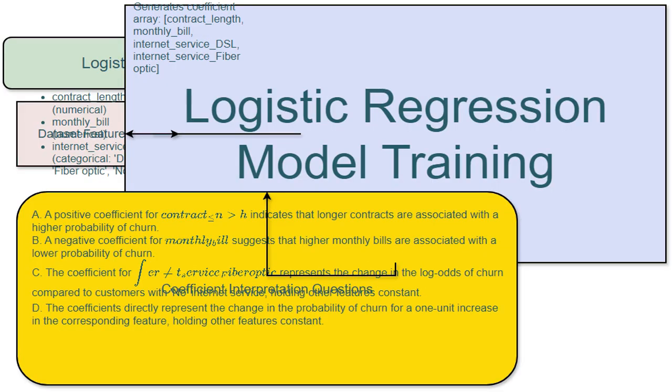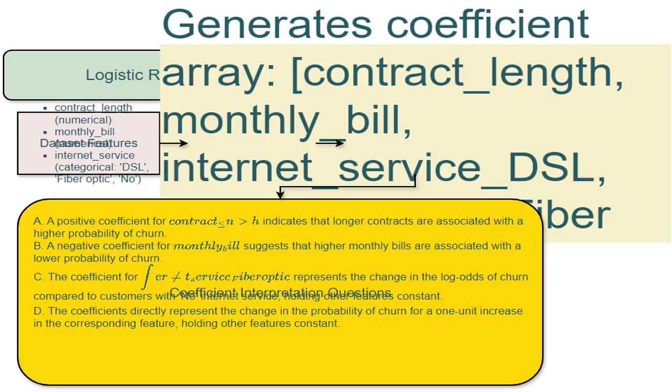Here, I'll train a logistic regression model using the prepared data with the features. The model will learn how to predict customer churn based on the input features. After training, the model produces a set of coefficients, one for each feature. These coefficients tell me how each feature influences the prediction.